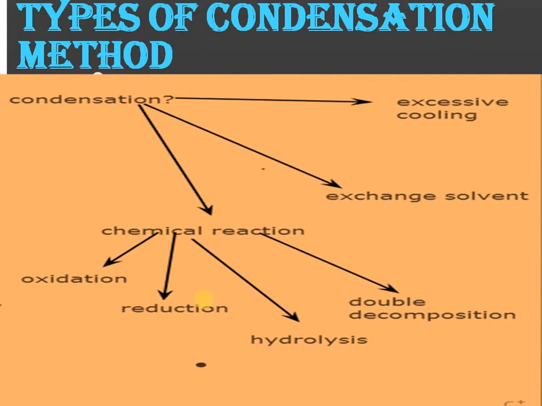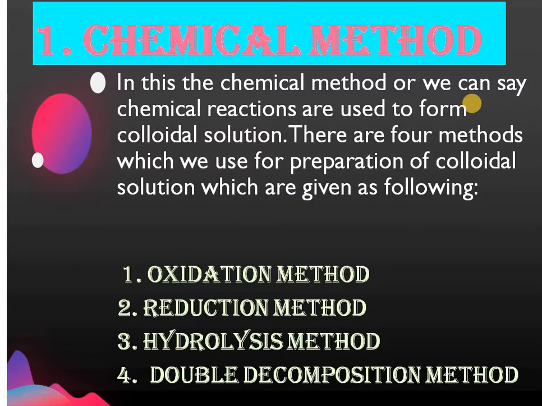So the condensation method is further divided into three types, in which chemical reaction is further divided into four types: oxidation, reduction, hydrolysis, and double decomposition, and condensation also includes exchange of solvent and excessive cooling. The first is the chemical method, in which we will discuss how the reactions occur. There are four methods used for the preparation of colloidal solutions. First is the oxidation method, second is the reduction method, third is the hydrolysis method, and the last is the double decomposition method.